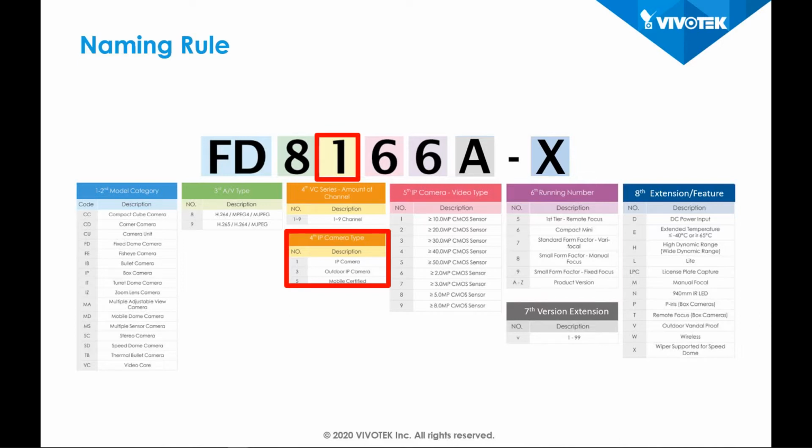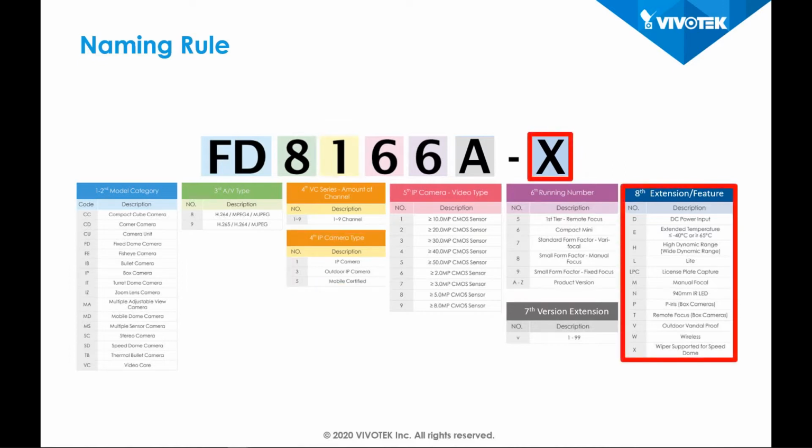We will skip the next characters and go to the last one, which is going to show you the features of the camera. Whether it is extended temperature, then it'll show an E. If it has wide dynamic range or high dynamic range, it'll show an H. P for P-iris, and if it has remote focus, it'll show a T.